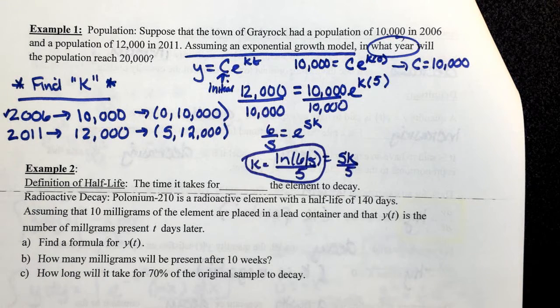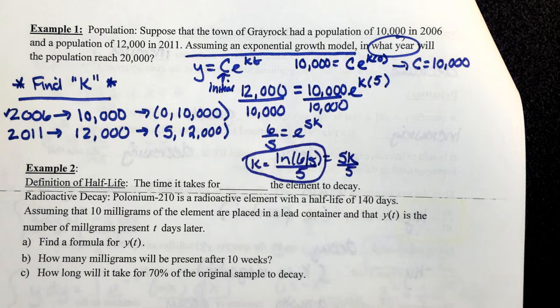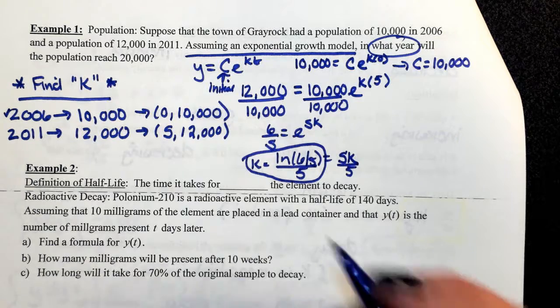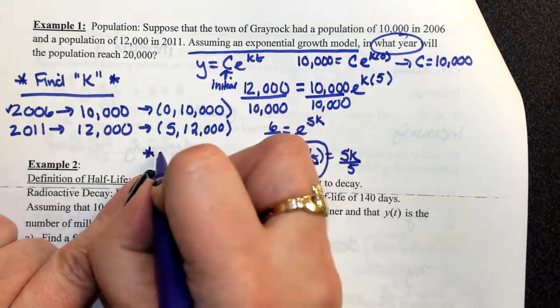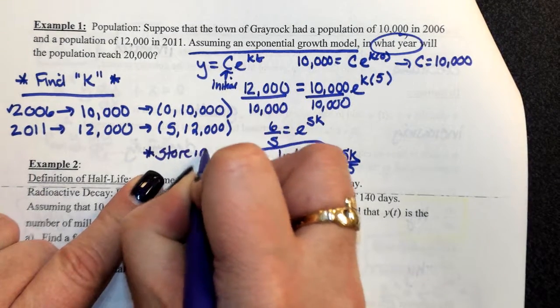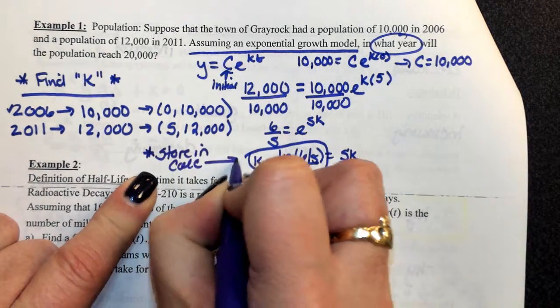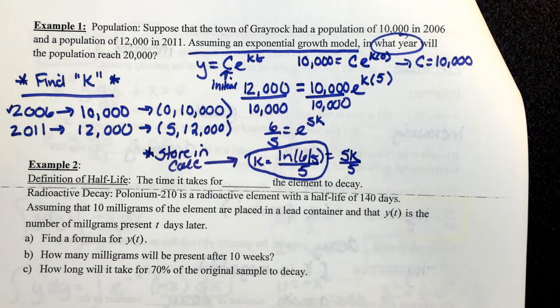Is that my final answer? Does that answer the question? No. We're going to use that to actually calculate the answer. Now, when you get this k value, you're not going to round it. You always want to store it in the calculator. Because if I take this k value and round it, then use it to get another rounded answer, the rounding can become significant and get you further and further away from the actual answer.